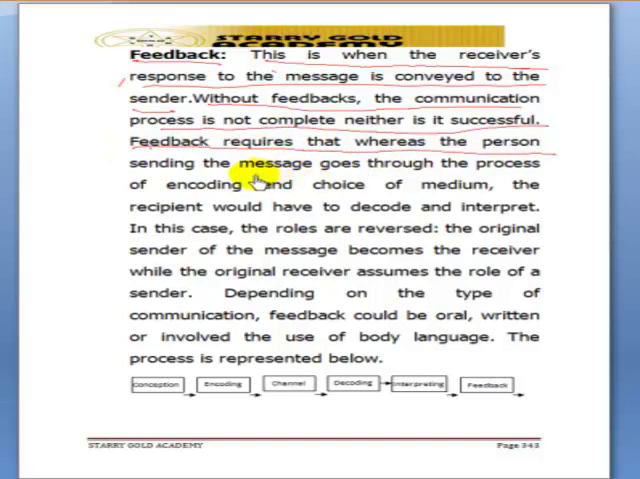We say feedback requires that whereas the person sending the message goes through the process of encoding and choice of medium, the recipient will have to decode and interpret.